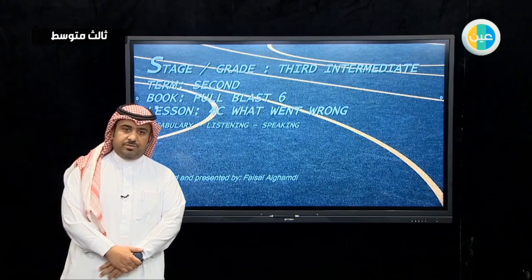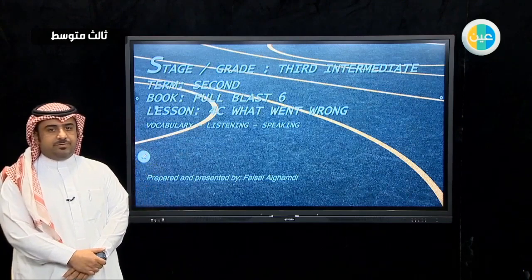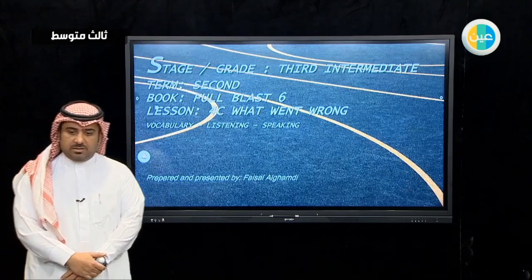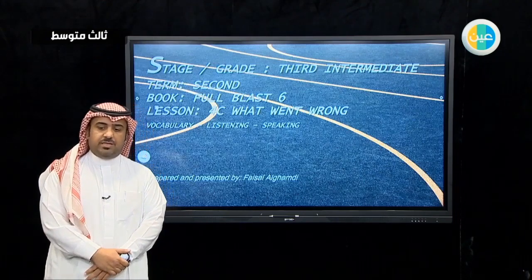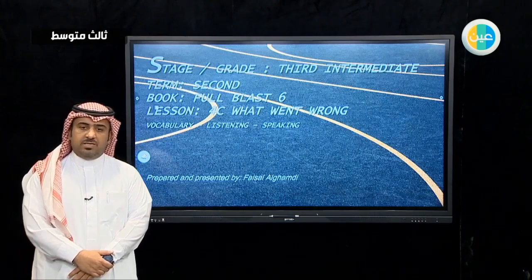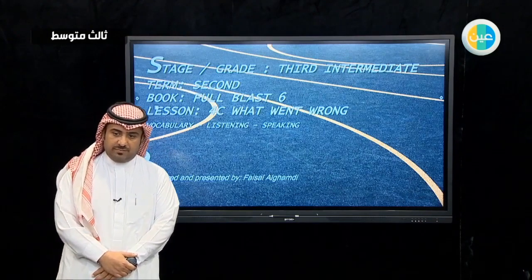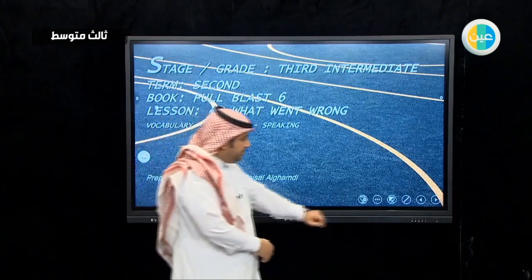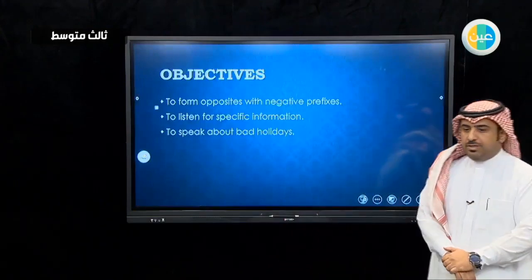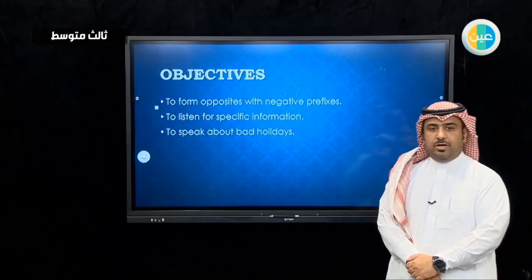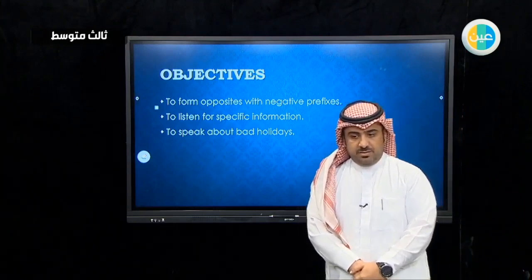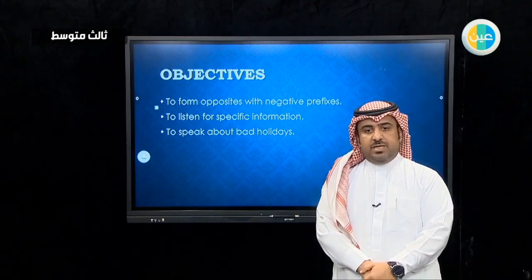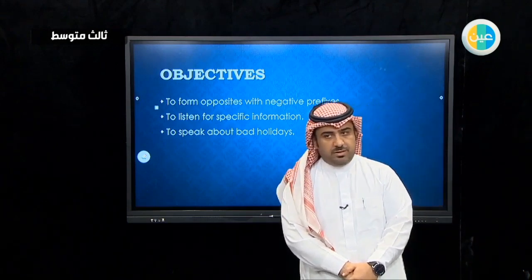Second term, the book is Full Blast 6 and the lesson will be for C, What Went Wrong. Today we will practice the skills vocabulary, listening and speaking. This lesson was prepared and will be presented by Faisal Al-Ghamdi. By the end of today's lesson, we should be able to form opposites with negative prefixes. We should be able to listen for specific information and to speak about bad holidays.